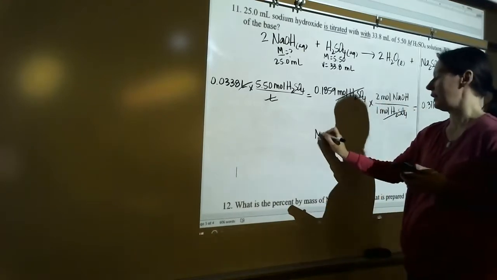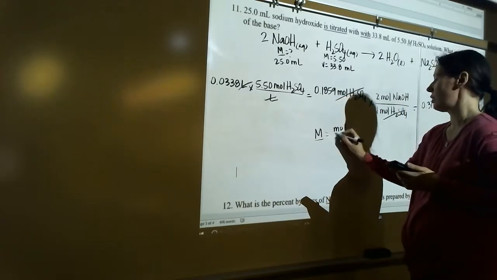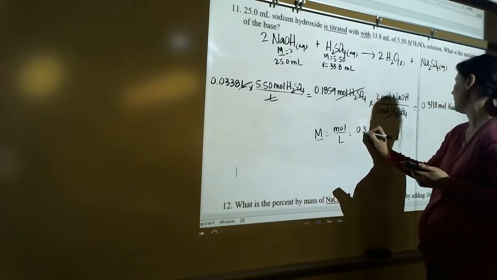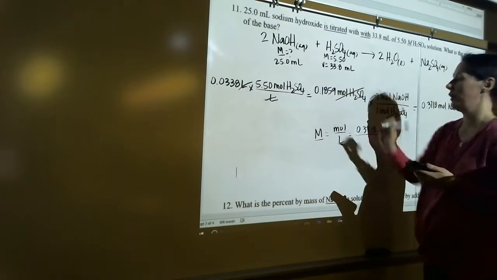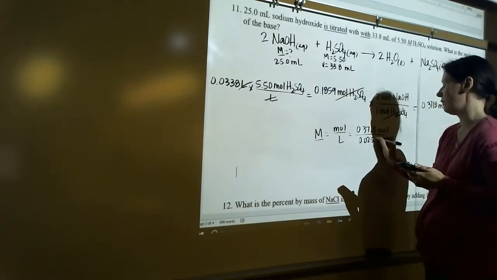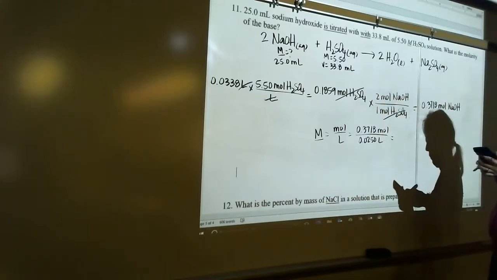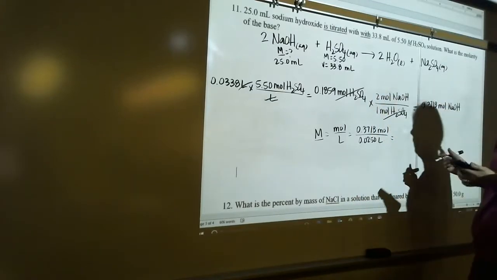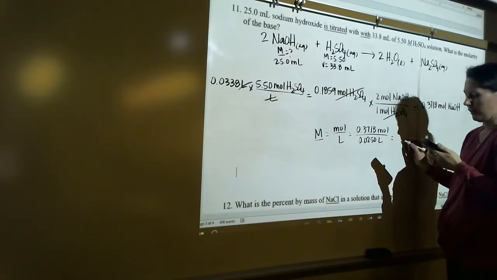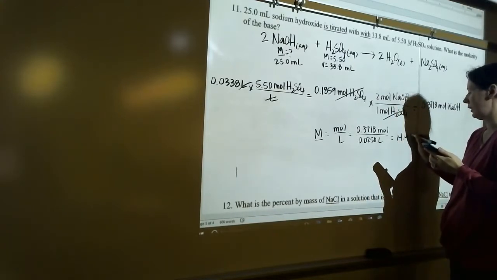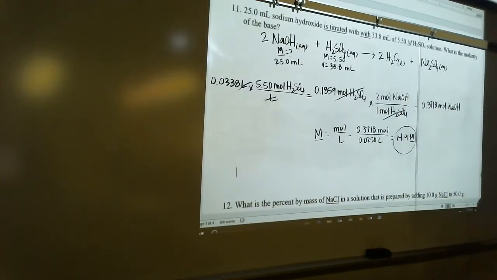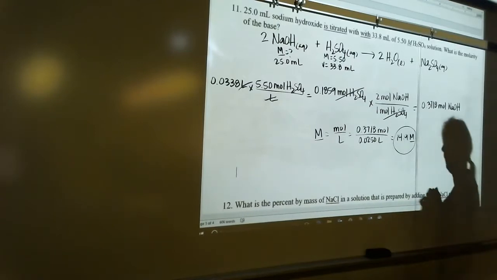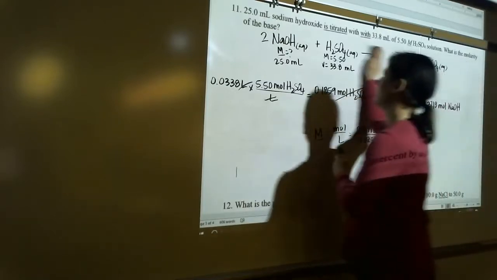So that means molarity is then moles over liters. So 0.3718 moles over my volume, 0.0250 liters. So divided by 0.025. Keeping 3 sig figs, that would be 14.9 molar. That's pretty concentrated. Do we agree on 11? Yeah. Exactly the same procedure that we did just a couple minutes ago.